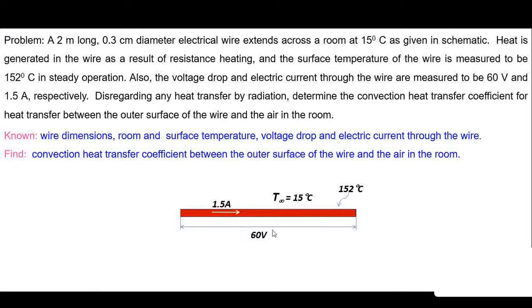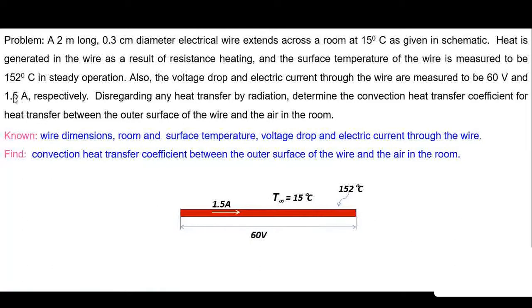Because of this voltage and current, some heat is going to get generated. Whatever is the rate of heat generation under steady conditions, we need to say that whatever energy is generated, that energy transfer is going to happen from this wire to the surrounding, and as there is a hot surface in contact with the fluid, the mode of heat transfer is going to be convection.